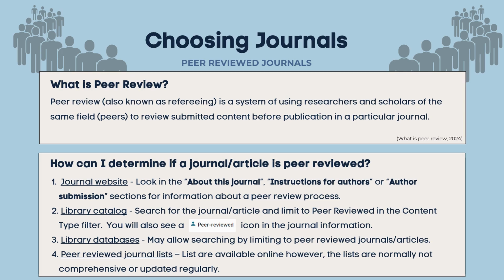You can check the journal's website and find key sections such as About this journal, Instructions for authors, or Author submissions to find information about a journal's peer review process. You can also check the library catalog by searching the journal title and limiting to peer-reviewed in the content type filter. You may even see a peer review icon in the journal's information in the library catalog. Some library databases will allow you to limit to peer-reviewed results when searching for journals or articles.